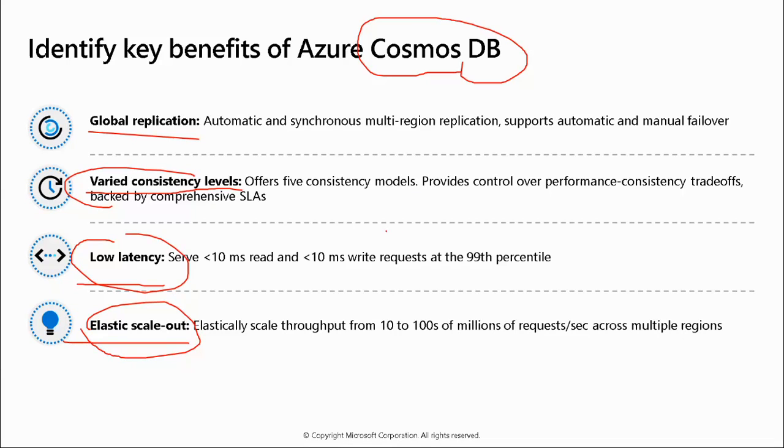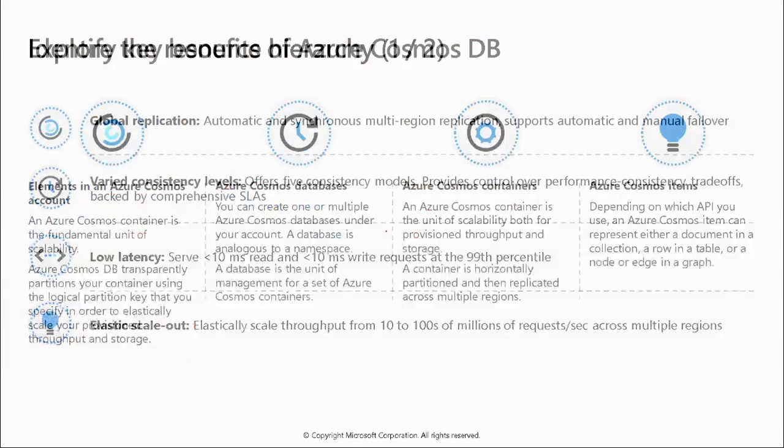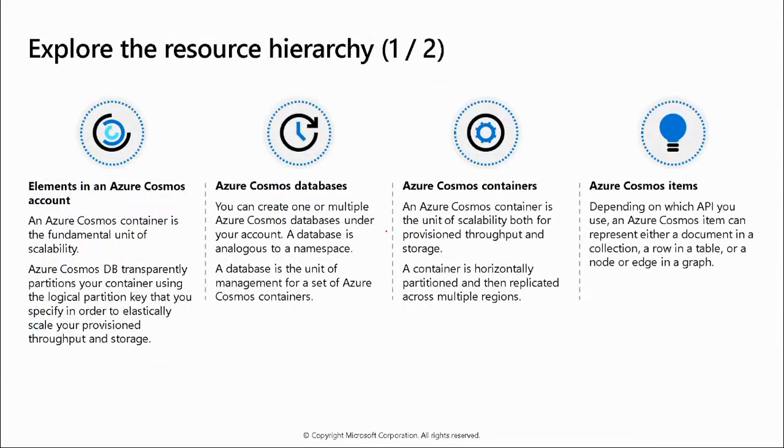Okay, let's go. Now, what are the different elements that we have in a database account from Cosmos DB? I mean, what is the hierarchy? Well, guys, it is really simple. Okay, the hierarchy is this one. Just let me open a link. Where is it? Right here.